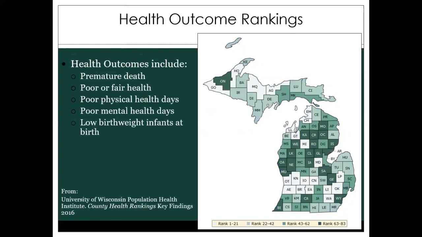The next one shows health outcomes. So these would be premature death, poor or fair health as rated by the patient or the person completing the survey, poor physical health days, poor mental health days, low birth weight infants at birth. So again, dark is worse.